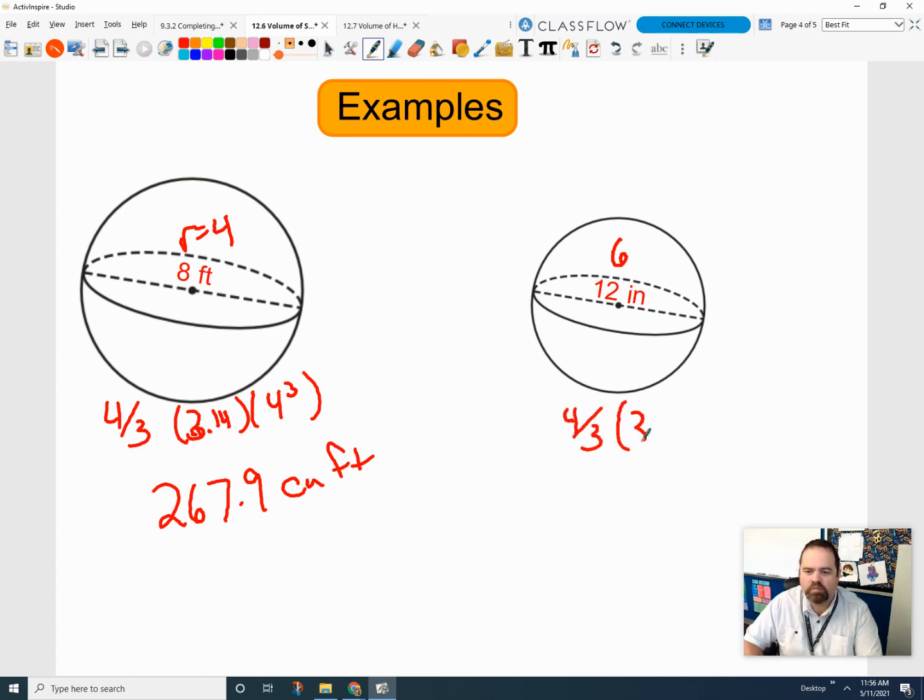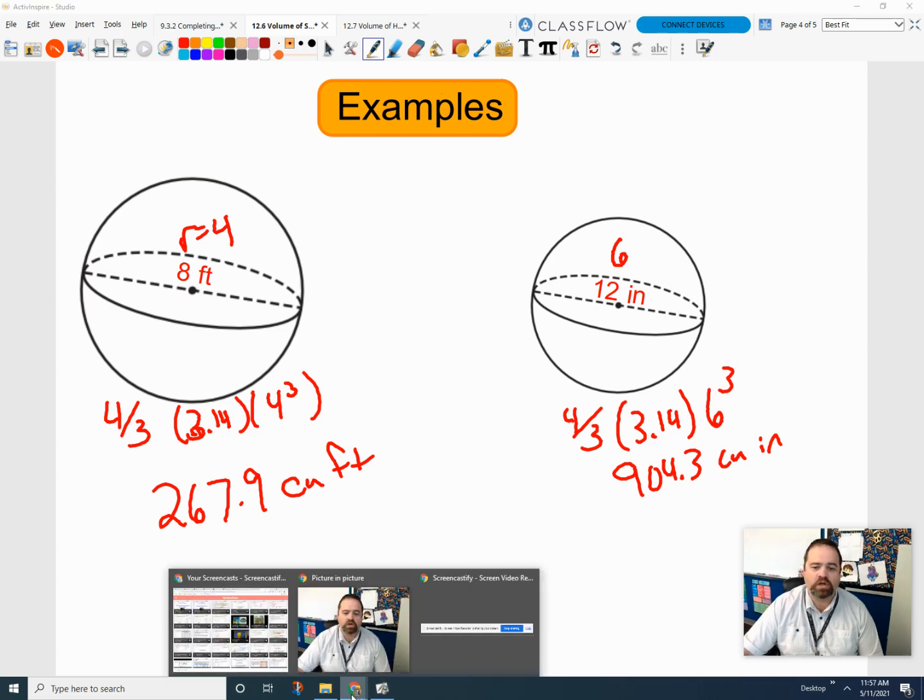All right, last one. 4/3 pi and then 6 to the third power. 4/3 times 3.14 times 6 to the third power. 904.3 cubic inches. All right, guys, that's it. It's a formula. You're plugging in one number. If you've got the diameter, cut it in half before you start mathing.